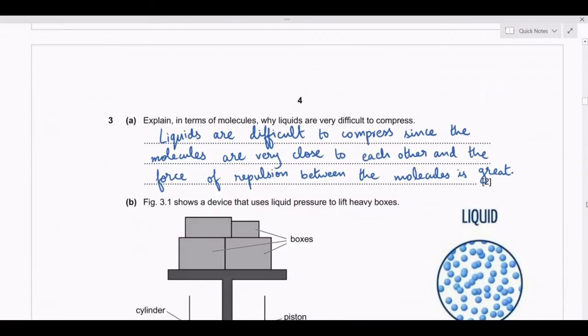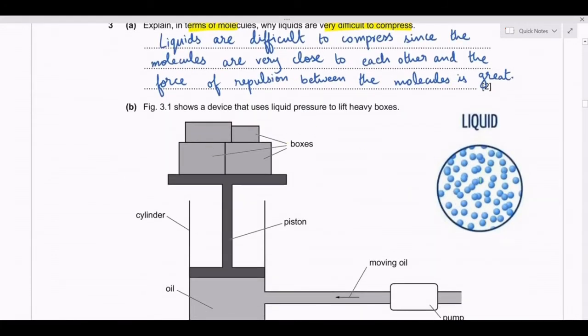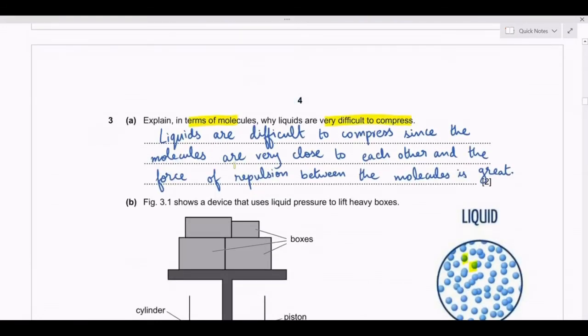Question 3, Part A. Explain in terms of molecules why liquids are very difficult to compress. Okay, so the answer to that is that liquids are difficult to compress since the molecules are very close to each other and the force of repulsion between the molecules is great. I have put a picture over here of liquid molecules. As you can see that they're very close to each other, and in between these molecules, the force of repulsion is also very great. So that's why it is very difficult to compress liquids.